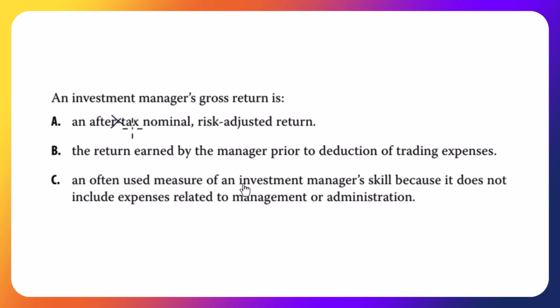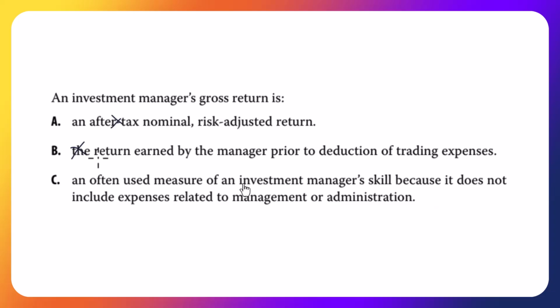B, the return earned by the manager prior to the deduction of trading expenses. No, it is the return earned after the deduction of trading expenses, but prior to the deduction of management fees, custodial fees, etc. So we can get rid of B. You can take C as it is. You don't even have to read it because there can only be one right answer. There must be one right answer, and you've gotten rid of A and B.